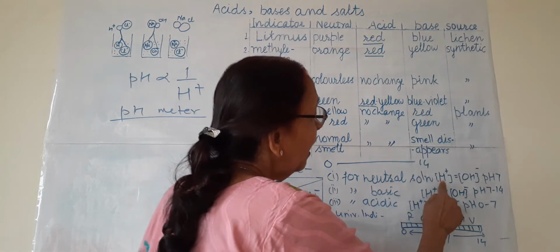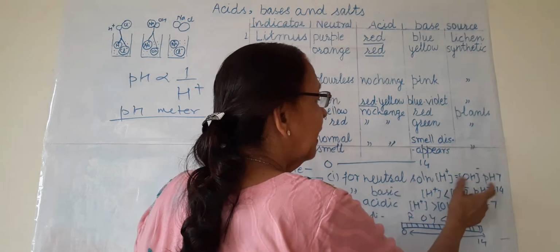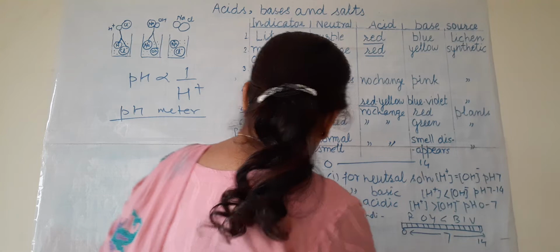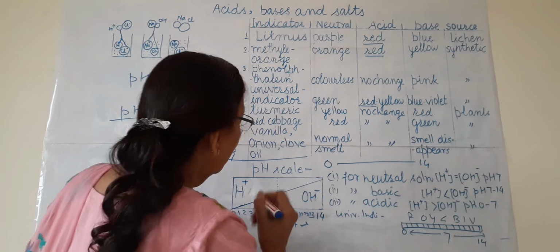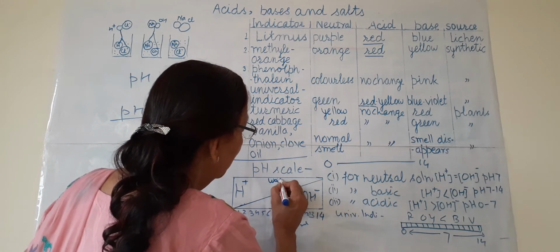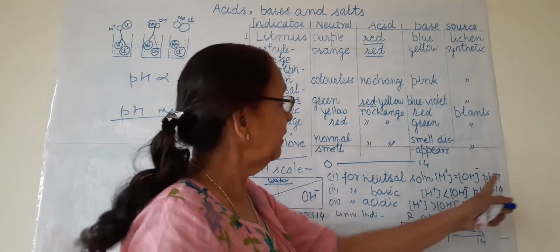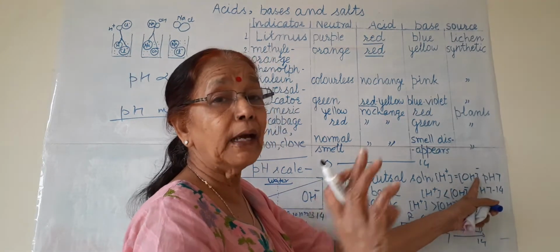So this is about pH, and I have written here 3 points. For a neutral solution, hydrogen ion and hydroxyl ion should be equal in number, and then the pH will be 7. Pure water is neutral, so its pH is 7, where H and OH ions are equal in number.